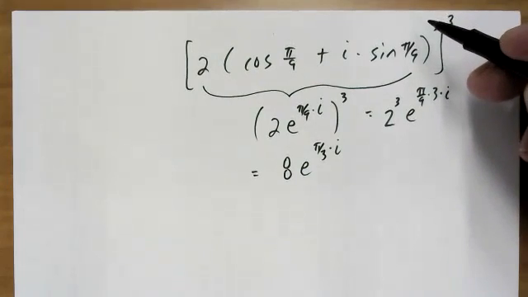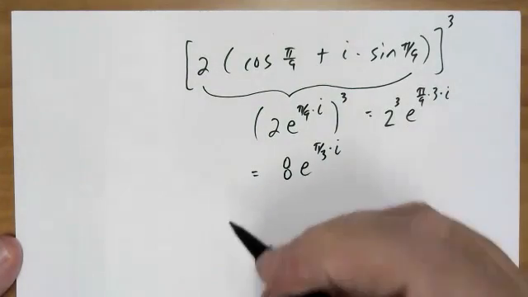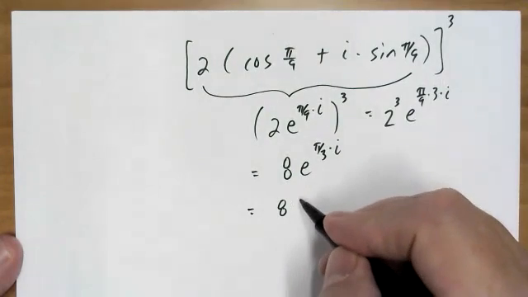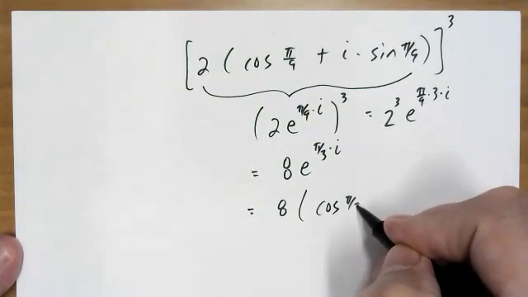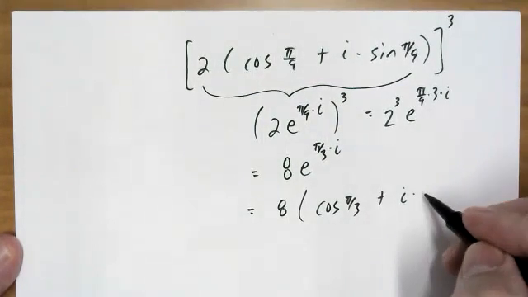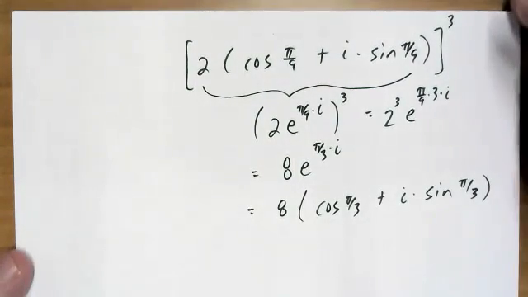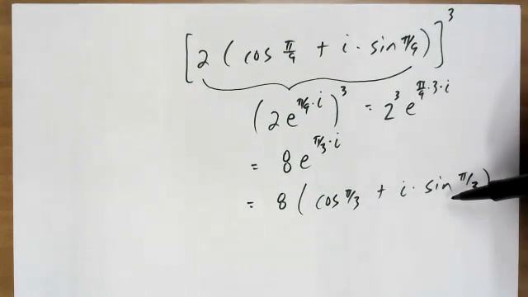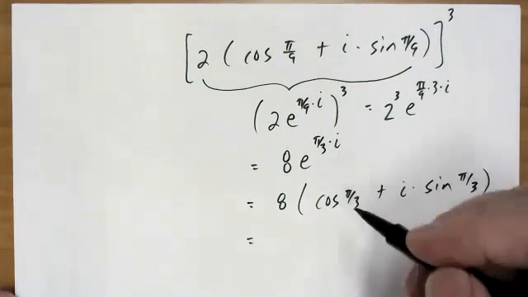And if they want the answer in polar form, it's not too hard to do. 8 cosine of pi over 3 plus i times the sine of pi over 3. Matter of fact, I think in the book, when I did this problem, they actually ask you to then also give the answer in rectangular form, which is not too bad since pi over 3 is a special angle.